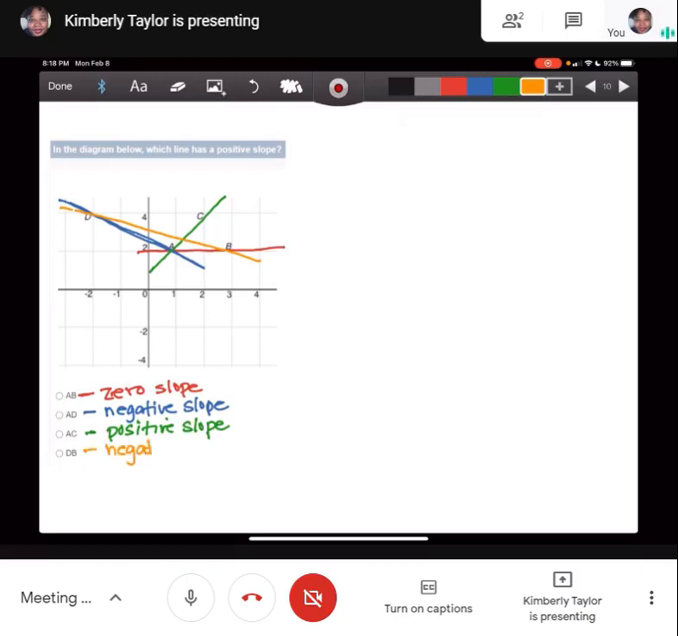Now, to figure out all of this stuff, if you need more help on how I knew this, that's a whole other lesson. I could do that later if that's a special request. But for today, we just want to know the positive slope, and it's going to be line AC. All right, let's keep going.